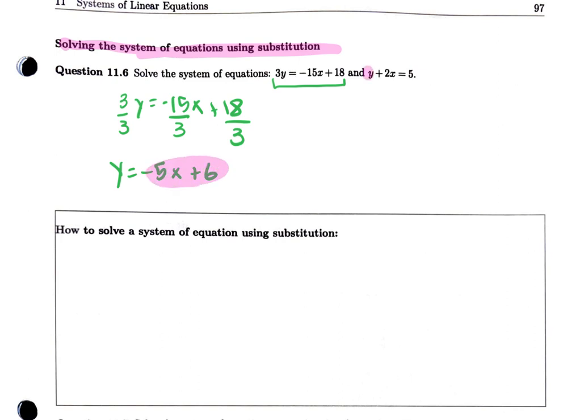All right, that is our y. And we also have a y up in the original equation. So what we can do is, if we know y plus 2x equals 5, we can plug that in right there. So we've got -5x plus 6 plus 2x equals our 5. And then we just get to solve a nice equation.